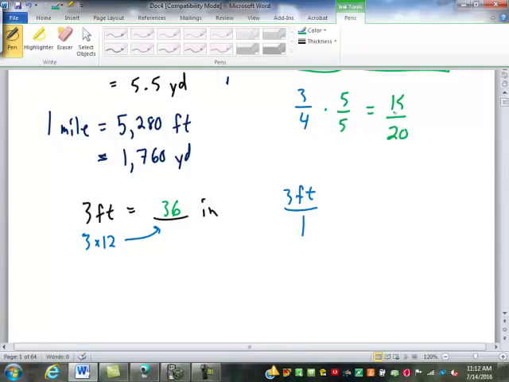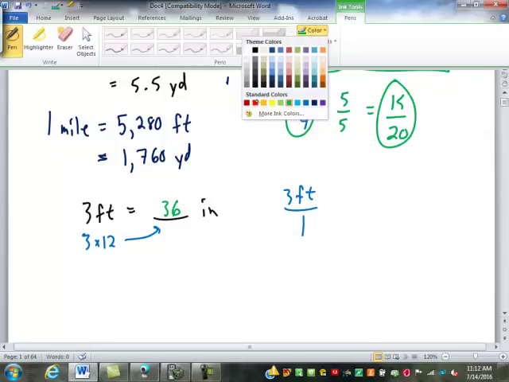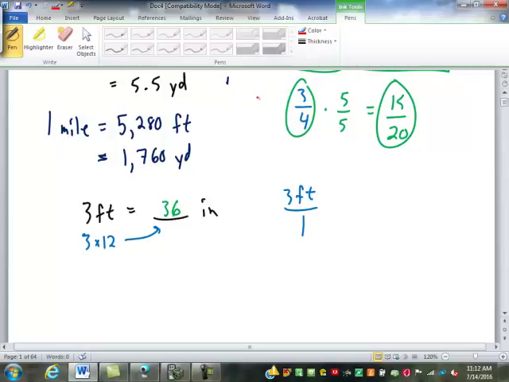15/20 looks different than 3/4, but it has the exact same value. With my measurement, I'm going to do something very similar. I'm going to multiply by a fraction that has a value of 1. The term we use for that is called a unity fraction. And what's in my numerator is going to be equivalent to what's in my denominator.